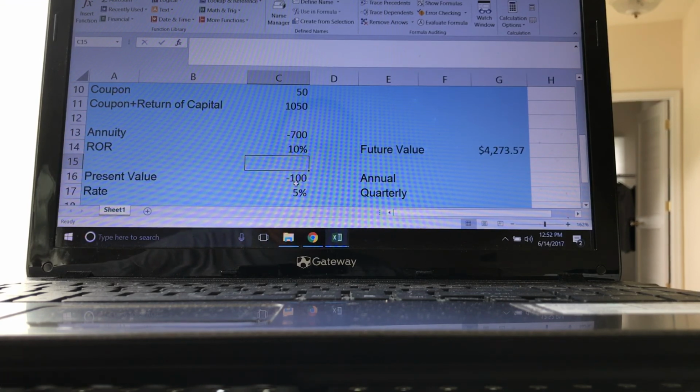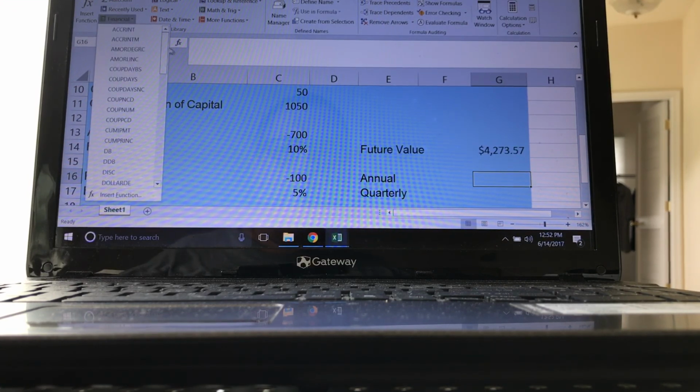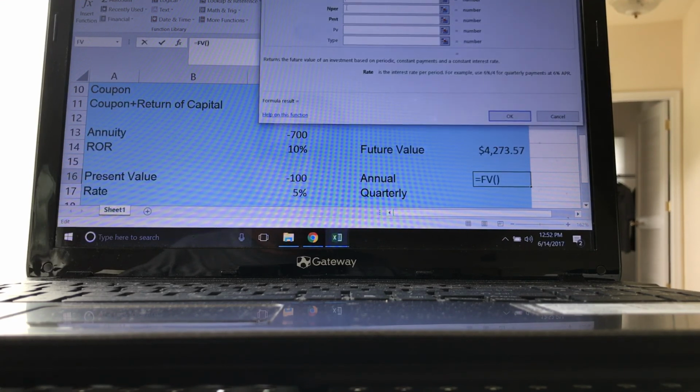All right, last thing I want to show you is how to take something that's annual and convert it to quarterly or monthly or whatever. In this case, we look at an account where we put $100 away at 5% for 3 years. So I look at the future value. Future value is a rate of 5%. Number of periods is 3 years. I put the 3 in.